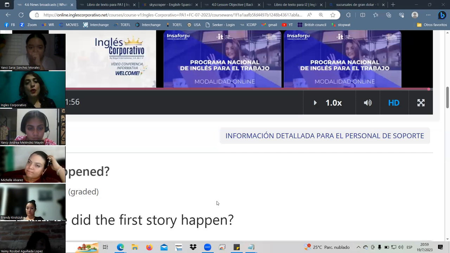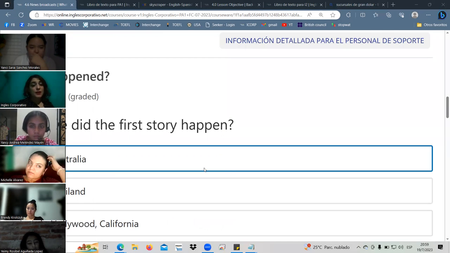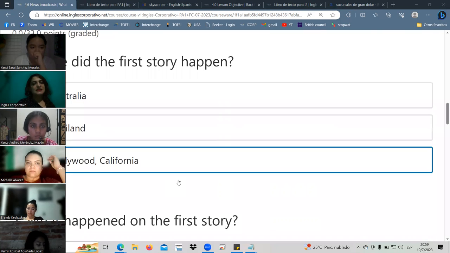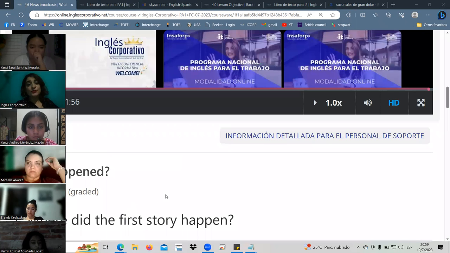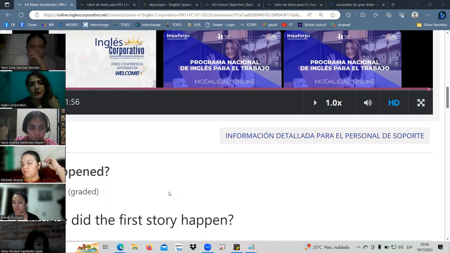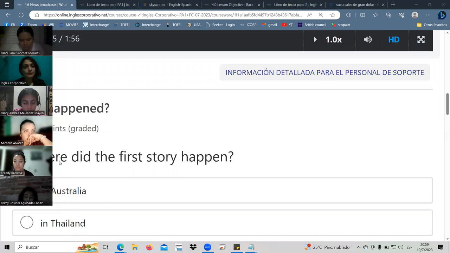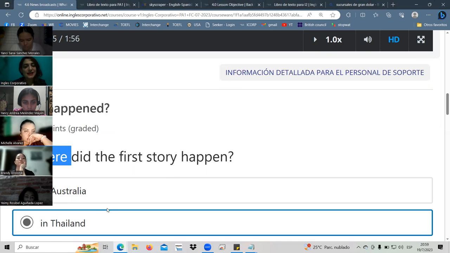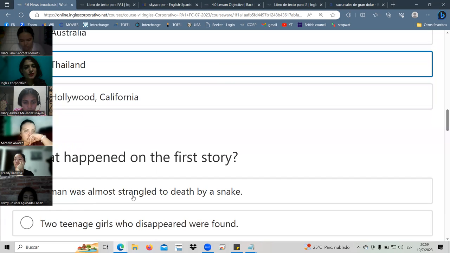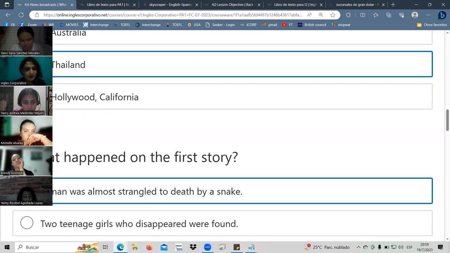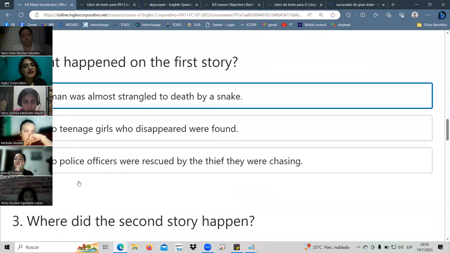Okay, so what happened in the first story? Oh, sorry, what happened in the first story? No pregunto lo más fácil, ¿verdad? Sino que ¿dónde es? Bueno, ya sabemos. A man was seriously injured. All right, a man was injured for what? For a 3-meter snake. Imagine, that's horrible. Okay, and where was it? In Thailand, right? All right. What happened on the first story? So a man was almost strangled by a snake, right? Yeah. Where did the second story happen?